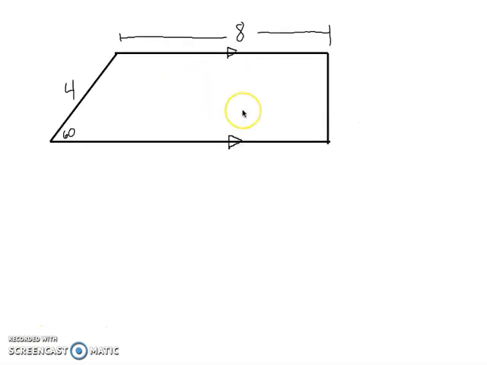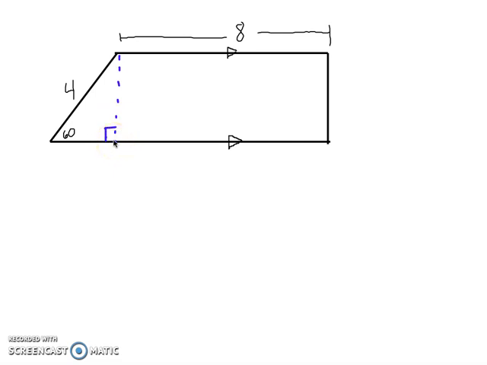Another trapezoid example. It has one set of parallel sides, and the thing you'll notice within any shape is sometimes the height isn't even drawn in for you. So you're allowed to draw in your own height. I'm going to draw in my dotted line right here and make my 90 degrees here to show that this is my height.